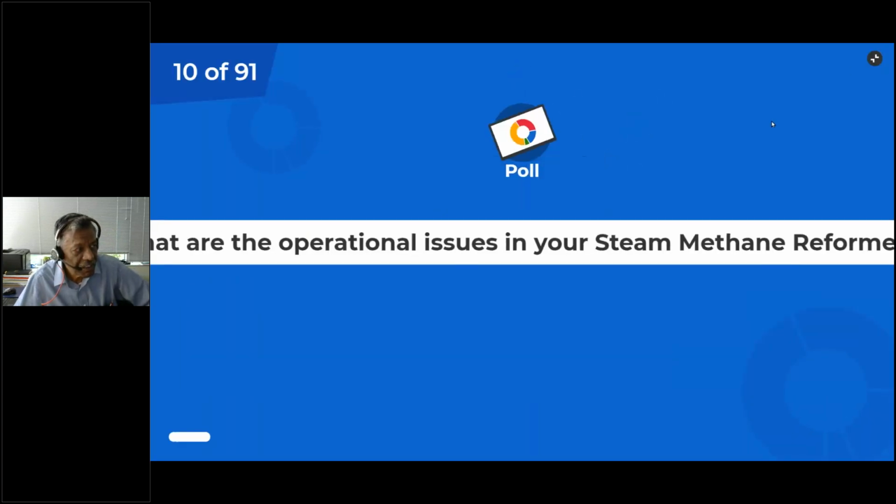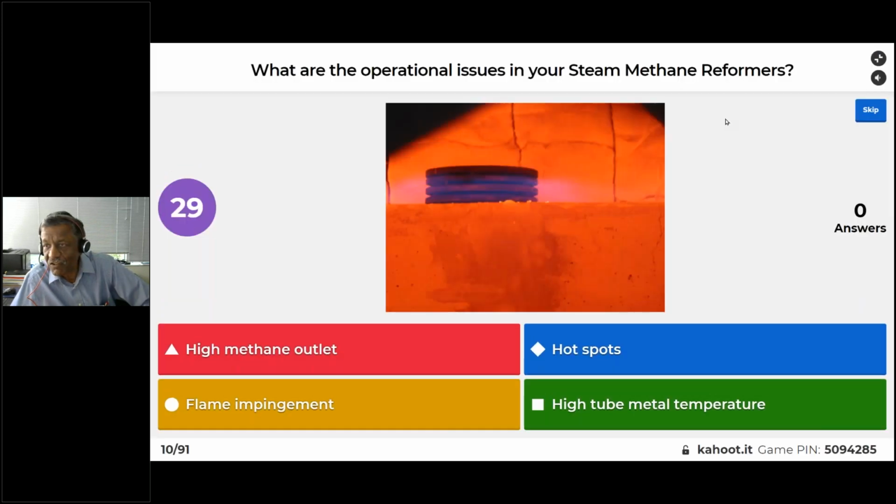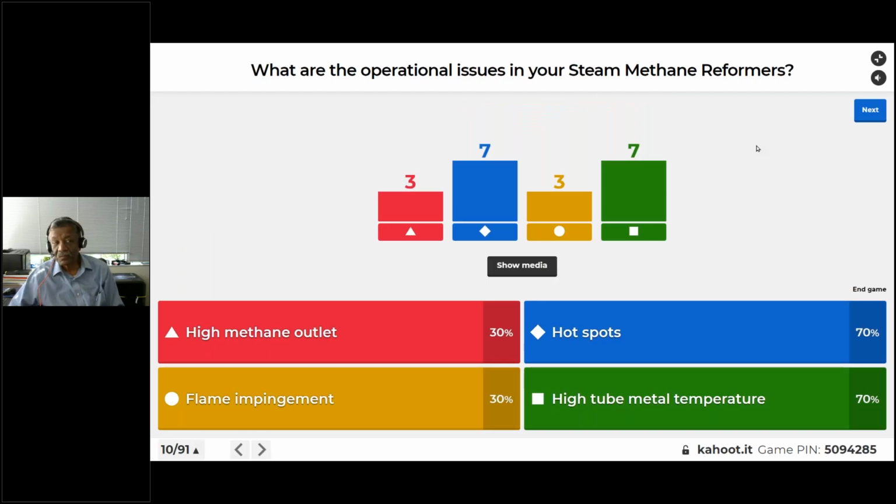So I want to ask all of you, what are the operational issues in your steam methane reformers? Are you facing issues of methane slippage, hotspots, flame impingement, high tube metal temperatures? Well, we got quite a few responses. Some have high methane slippage, some have hotspots. Hotspots and high tube metal temperatures are basically the same thing, I should say. Flame impingement. And if you see, most of these issues are related to combustion. And we will cover all that later.